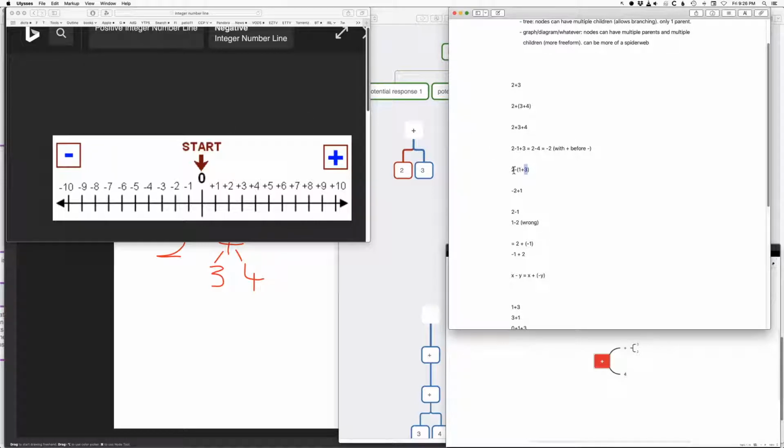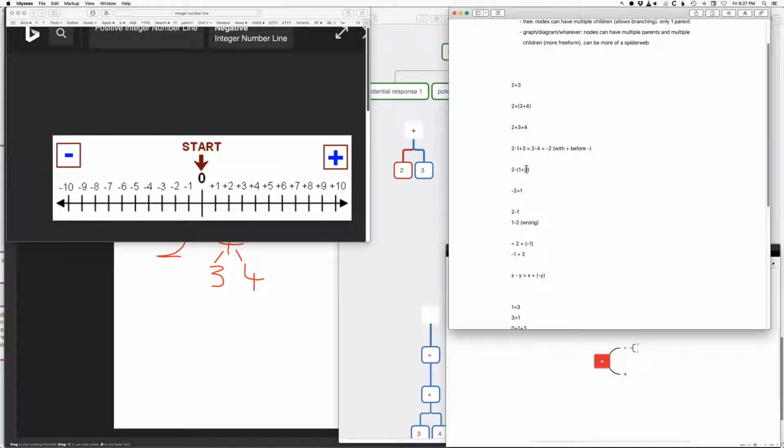In this one, we're going 2 to the right, 1 to the left, and 3 to the left. In the other one, the first thing we do is add 1 and 3 together, and that gets us 4. And then 2 minus 4 is minus 2.